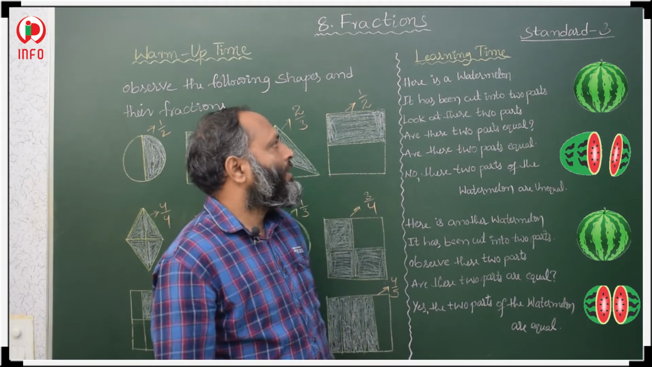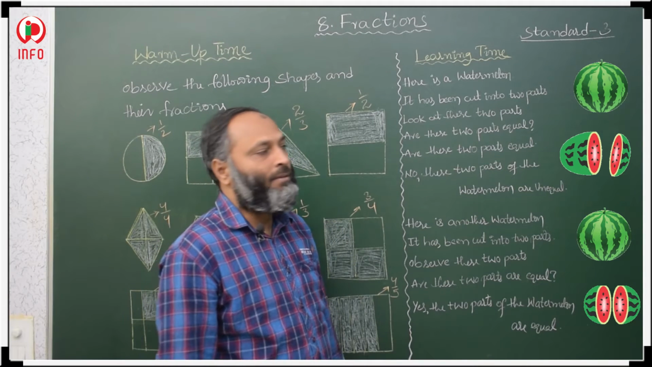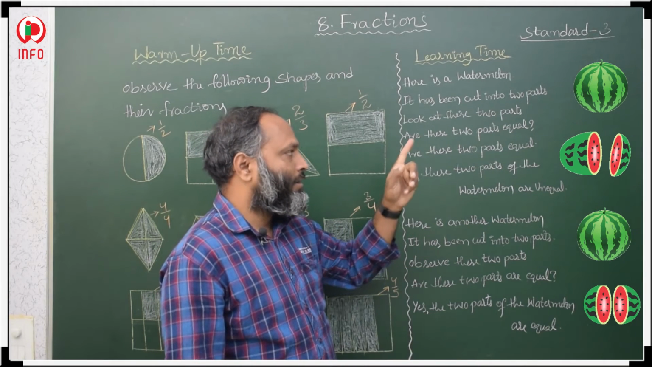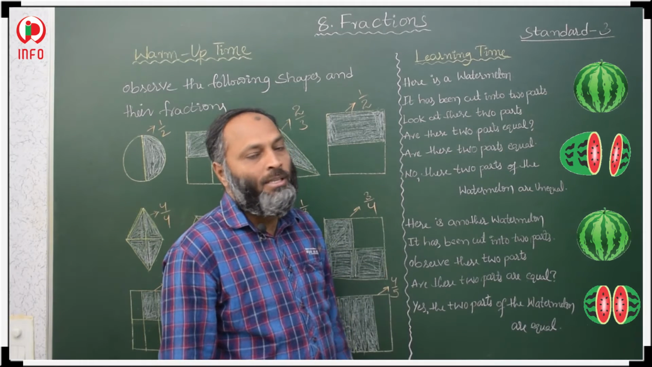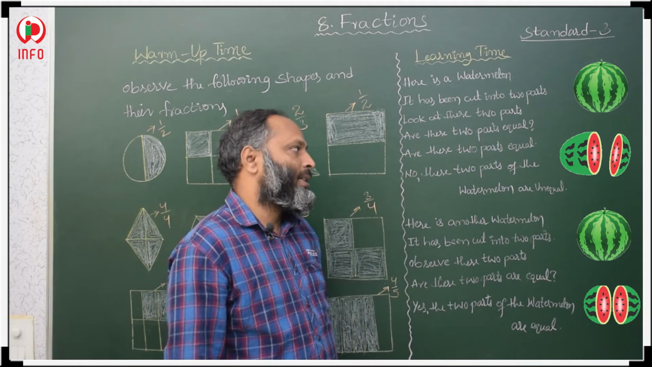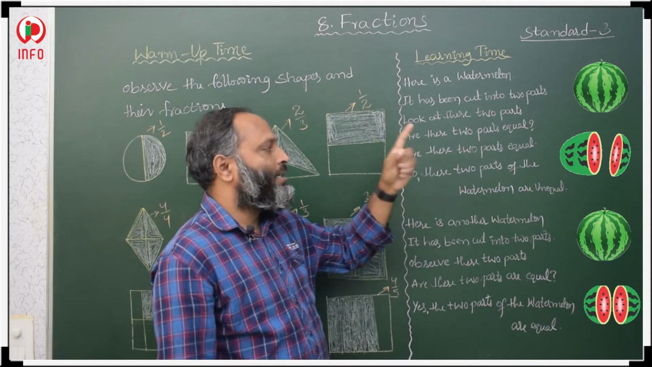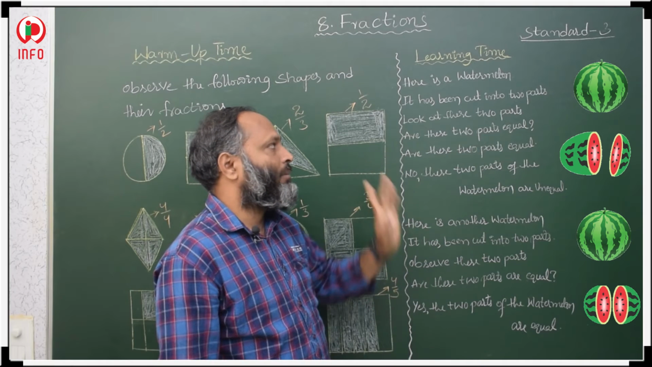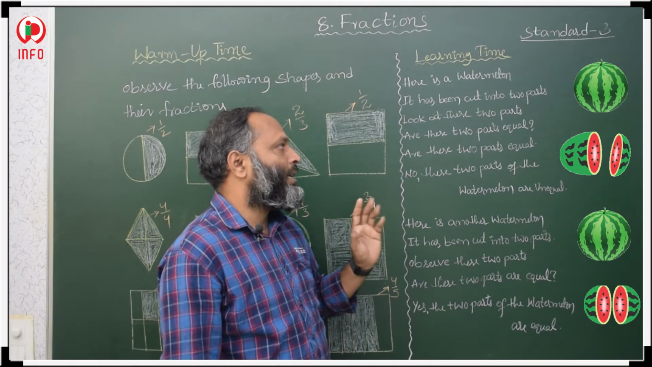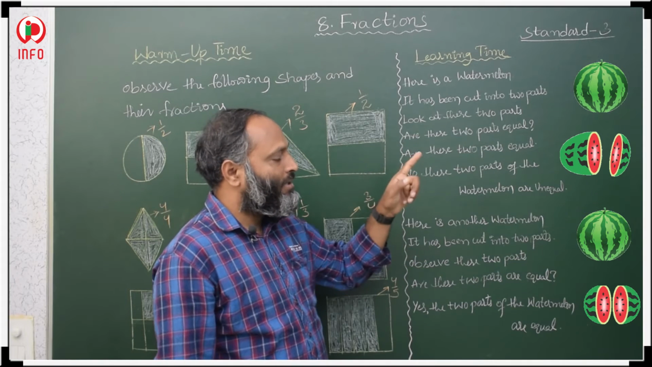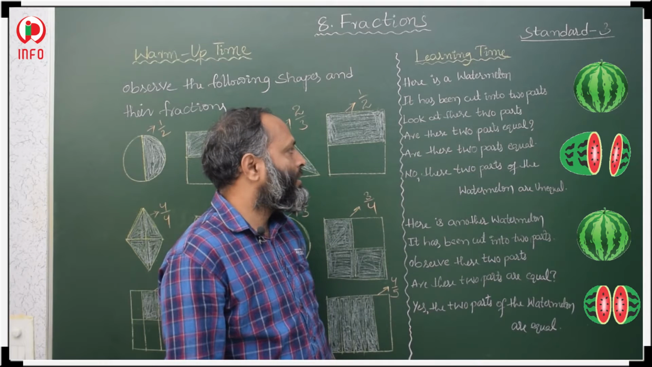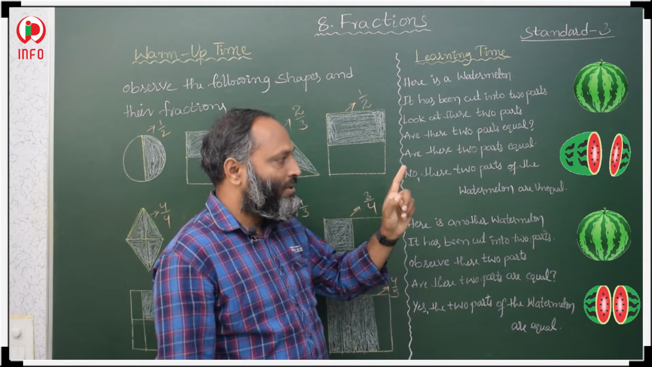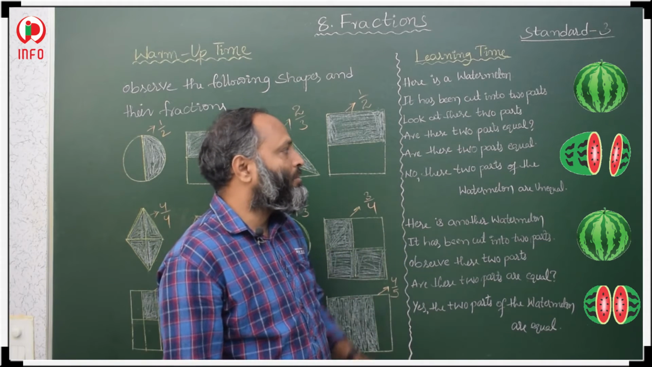Now students, see here in learning time what he has given. See the first picture and the second picture. What is there in the first picture and what is there in the second picture? Here is a watermelon. One watermelon is there. It has been cut into two parts. See here, we cut it into two parts. Look at these two parts. First you see these two parts, how these two parts are.